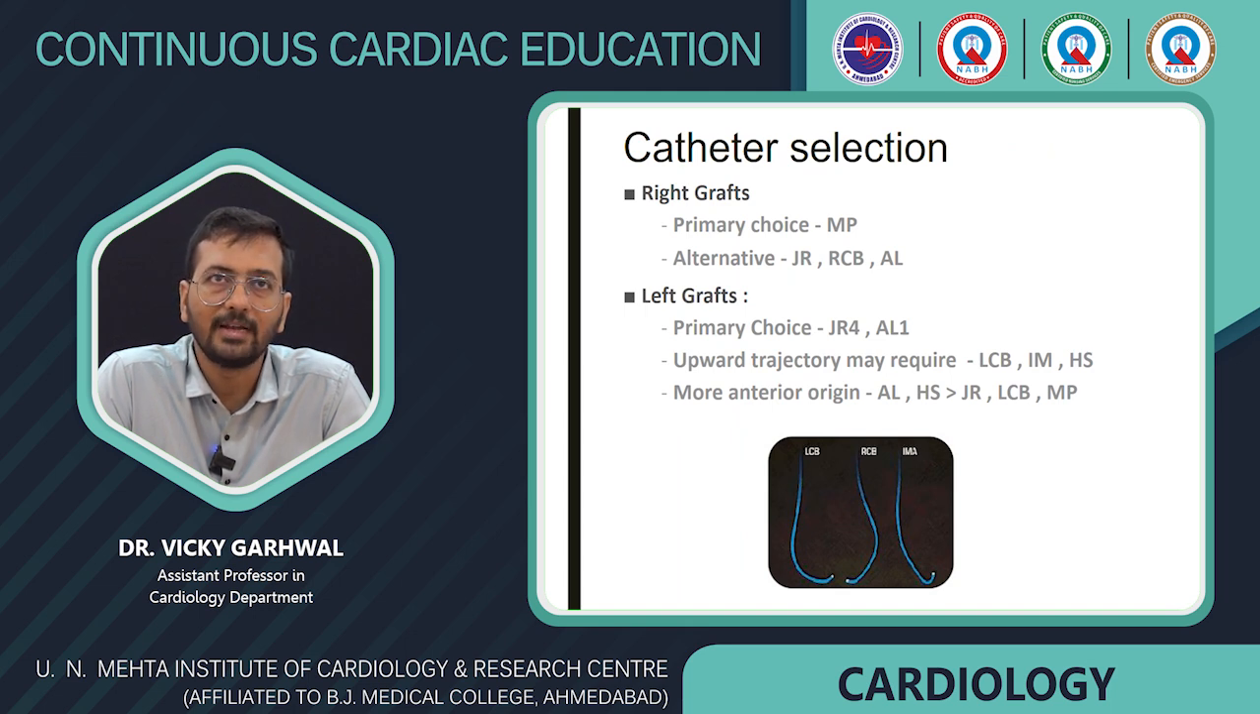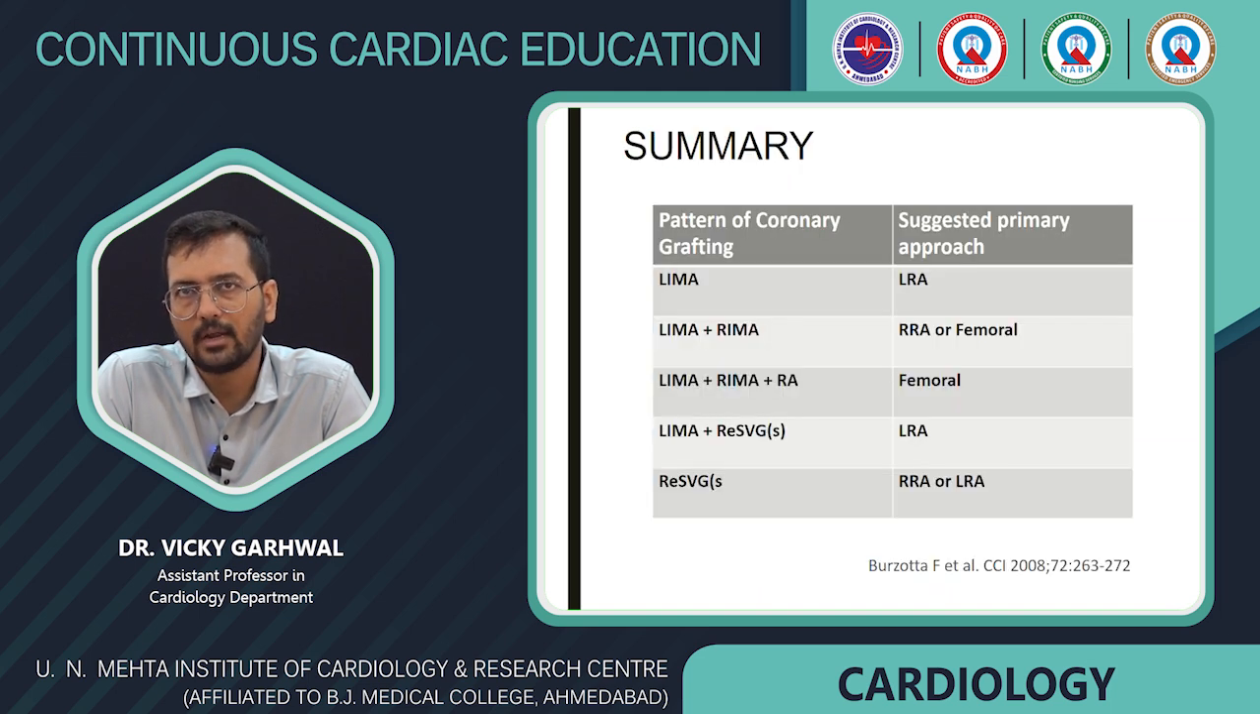Catheter selection for the right grafts: primary choice is multi-purpose, JR catheters, RCB and AL catheters. For the left side grafts, for the LAD, diagonal and LCX, we use JR4 or AL1. Upward trajectory may require left coronary bypass catheters, internal mammary catheters, hockey stick catheters. For more anterior origin, we can use AL, hockey stick, left coronary and multi-purpose.